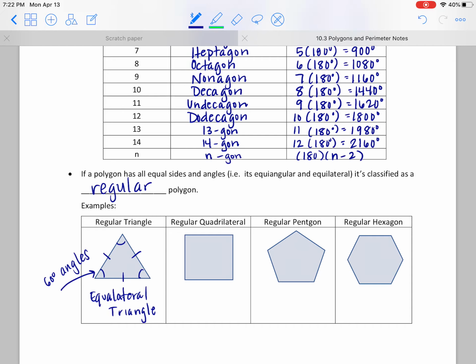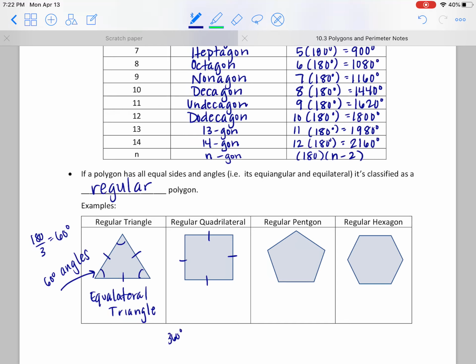Now, what about a regular quadrilateral? If we had a 4-sided figure where all the sides were equal and all the angles were equal, first of all, what would all the angles have to be? So remember here, there was 180 degrees total. If we divided that into 3 equal angles, that's why each of those had to be 60 degrees.